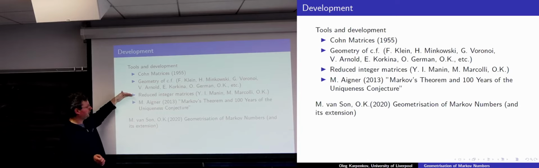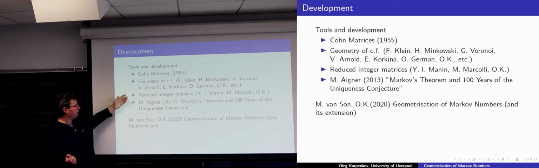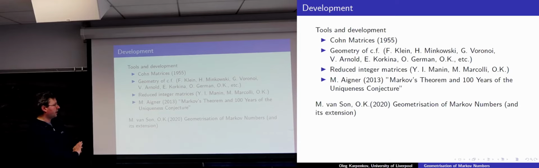Reduced integer matrices. Finally, I would like to mention a very good book by Martin Aigner, Markov's Theorem and 100 Years of the Uniqueness Conjecture. Very well written. This author is a very famous author who also wrote the book Proofs from THE BOOK together with Günter Ziegler, inspired by Erdős. And then we contributed a little bit: we put some nice ordering on what was done before, in some sense.